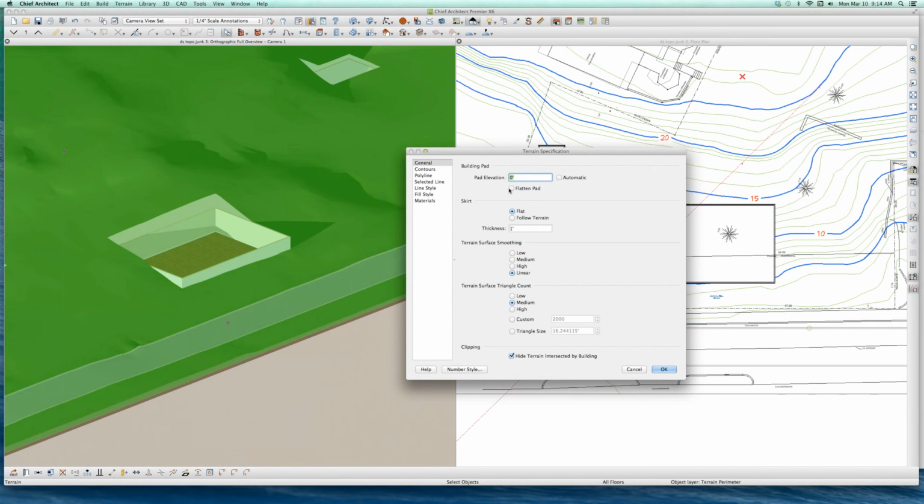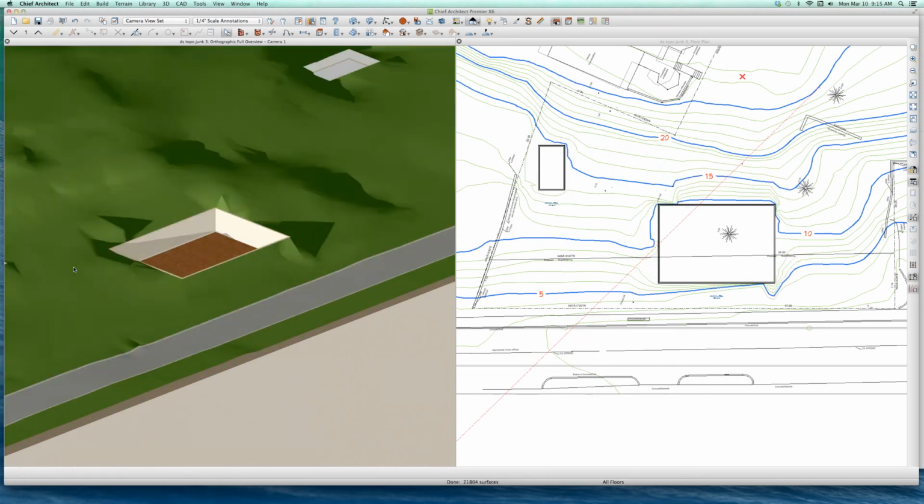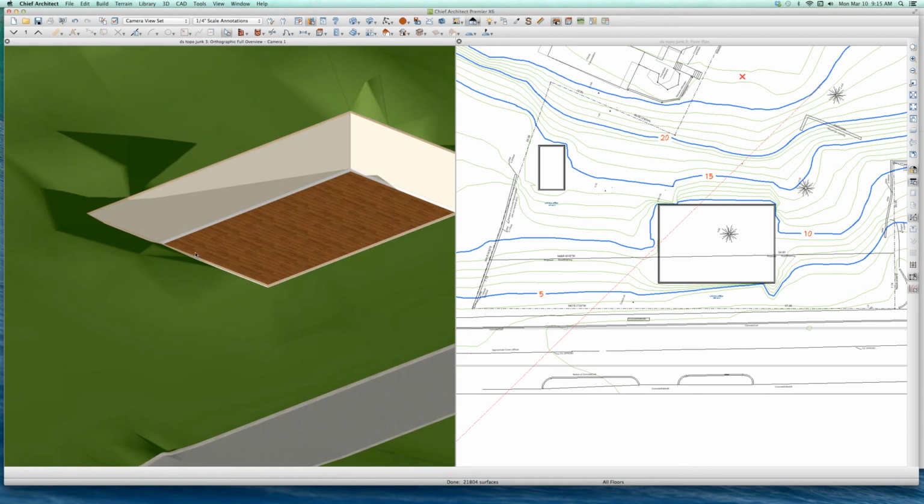Now what does flattened pad mean? Watch this. I think this is cheating. Watch what happens over here with this grade. See my house right here? Watch what happens with my grade right here when I flatten the pad out. See what just happened? Did you just see what happened?